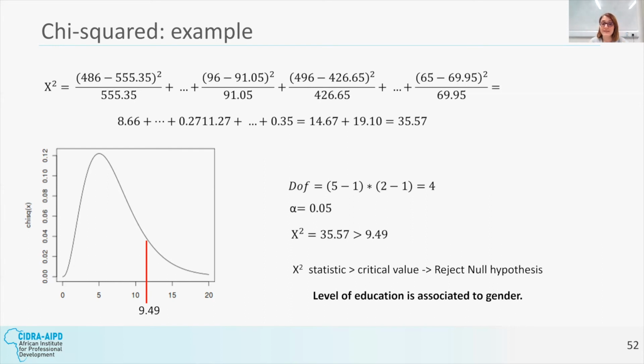So in this case, we have that the critical threshold is 9.49, and our chi-square statistic is higher than this critical value. So, being the chi-square statistic higher than the critical value, we can reject the null hypothesis. The null hypothesis is that there is no association between level of education and gender. So we can state that actually there is an association between level of education and gender.